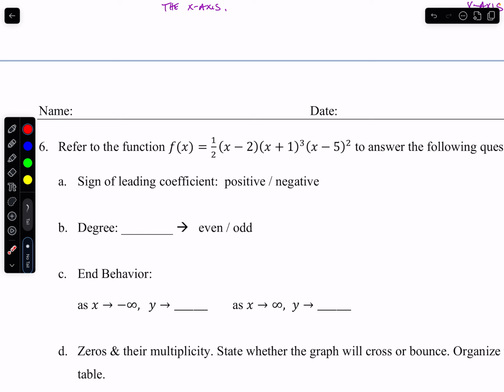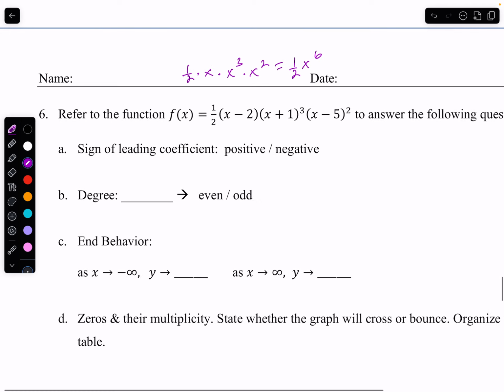So that would be like if I multiplied this out, which I don't need to, but if I did, I would just multiply the biggest part of each part to get that first leading term. So that would be like a 1/2 times an x to the third times an x squared. And that would all work out to be 1/2 x to the sixth. And that'll help me answer these degrees.